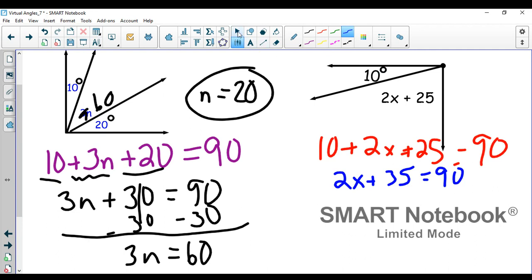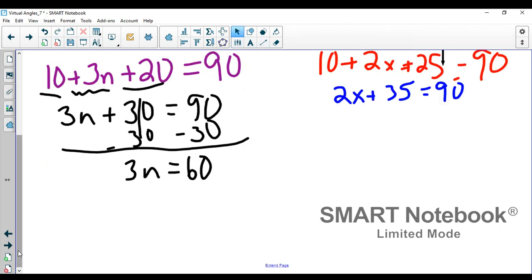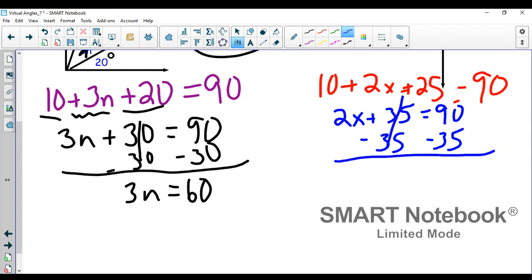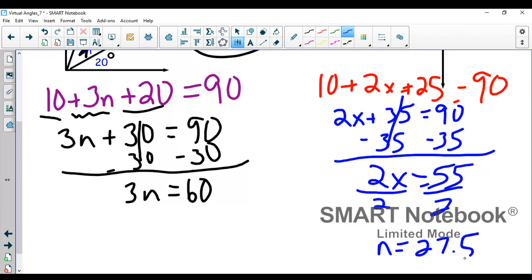And I know you've been seeing all year how important it is to be able to do anything algebraically, because no matter what kind of content area, whether it's geometry, probability, everything uses some sort of algebra to actually get to the solving here. So that's going to be 55, and then we're going to divide each side by 2. So 55 divided by 2 is not going to give me an even number. It's going to give me 27.5. So x is 27.5.